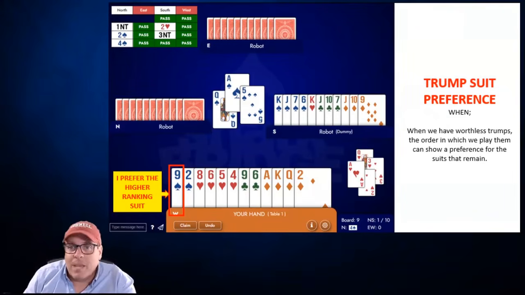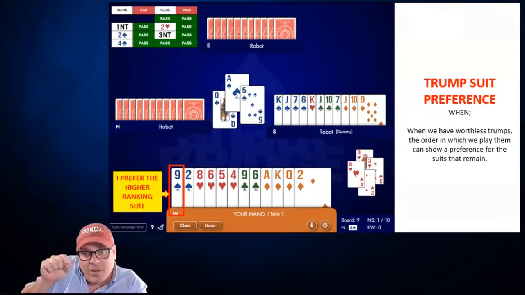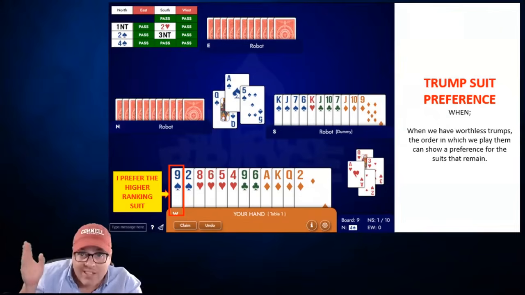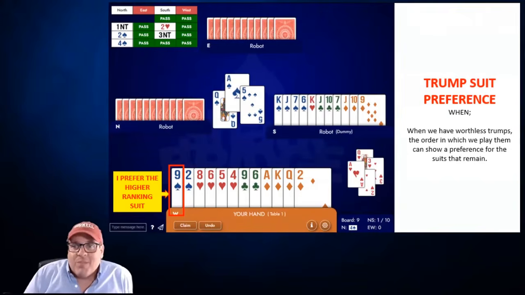All right, so this is amazing. And it is on the convention card, by the way. If you look on the lower left-hand corner, you'll see the carding. Check trump suit preference, talk about it with your partner, show them this slide, and get on with it. It's amazing, right? It's a great tiny piece of information that you can give partner.